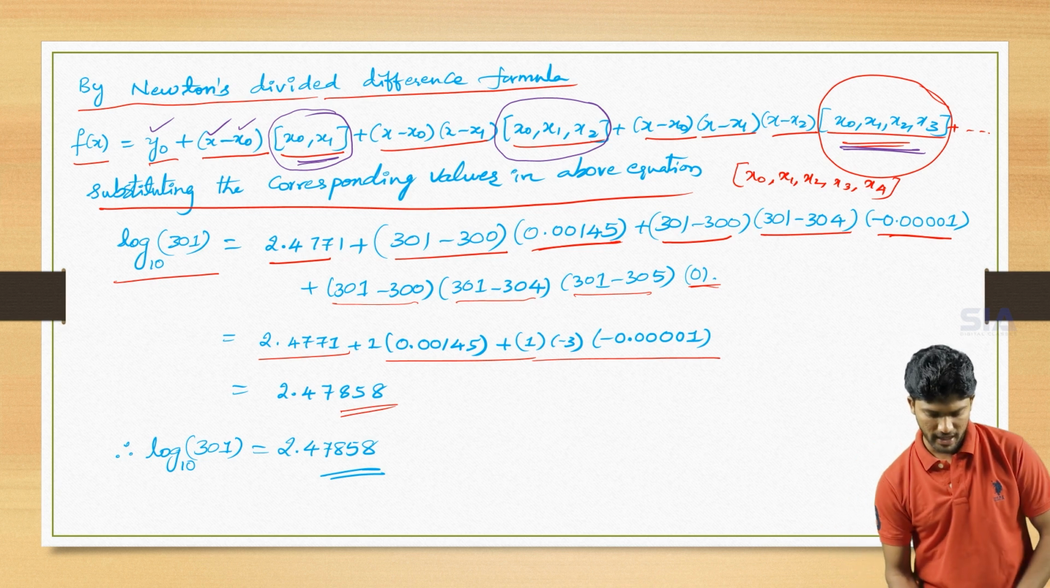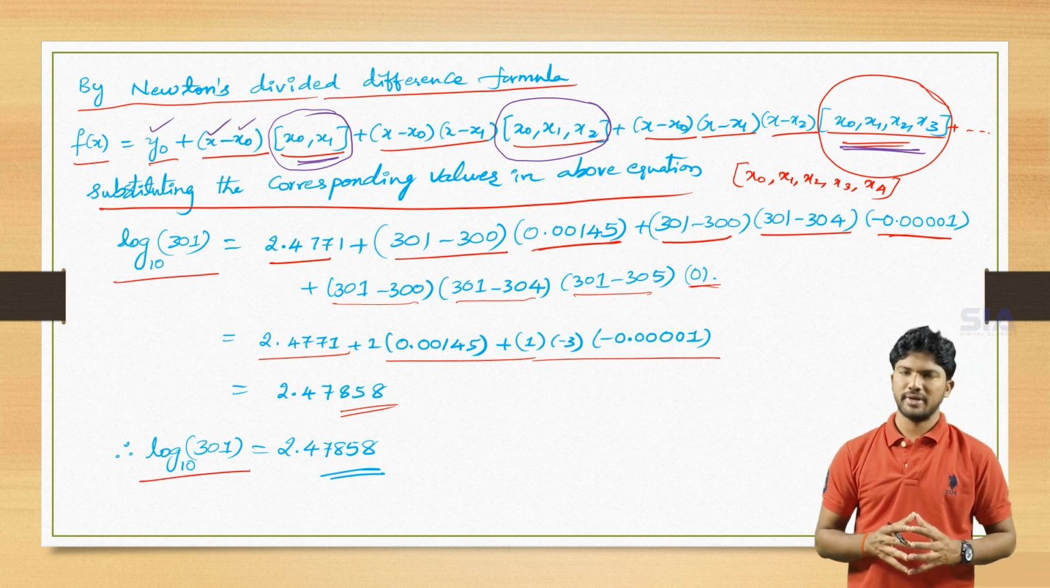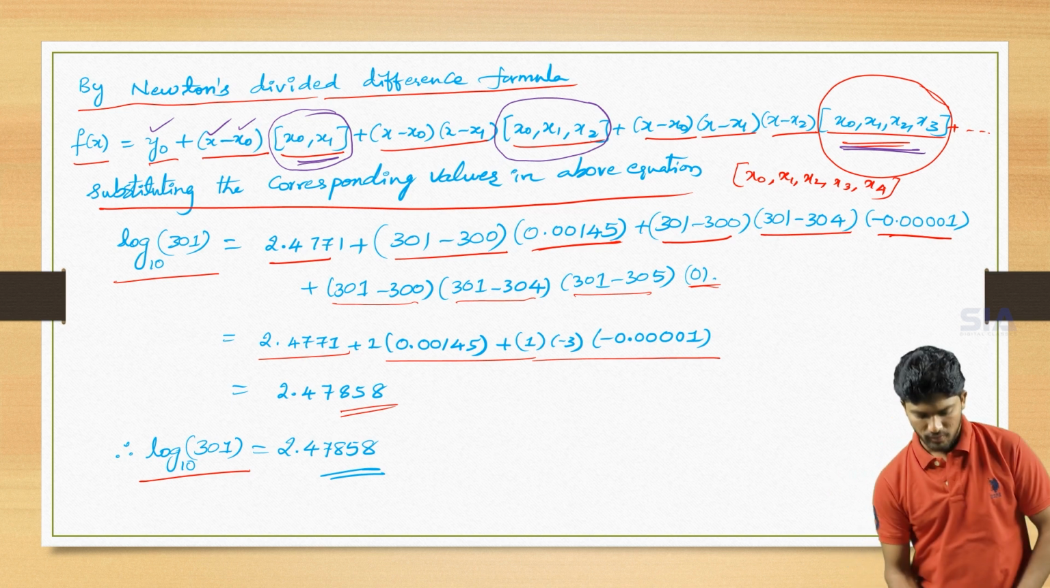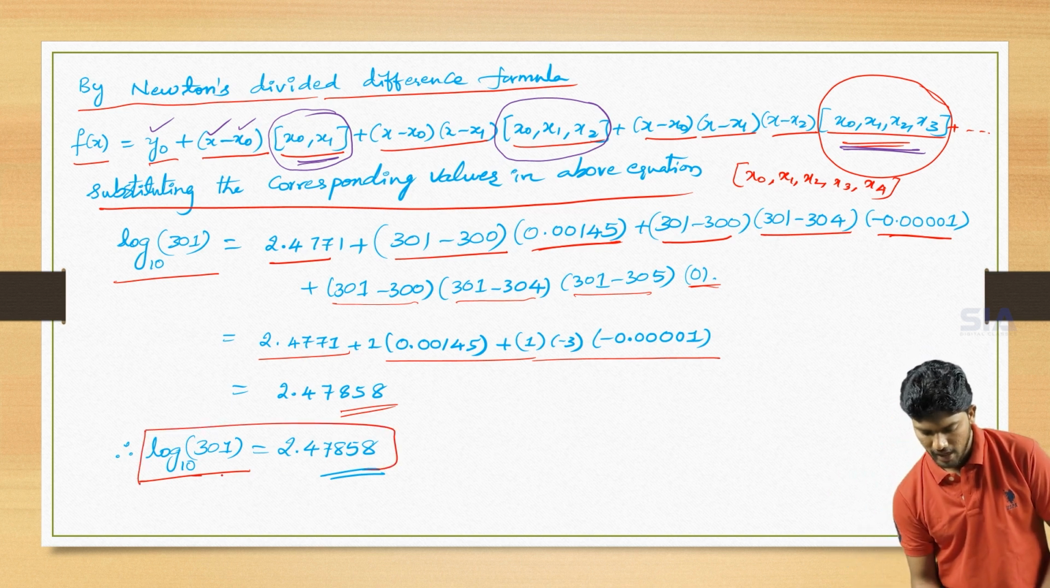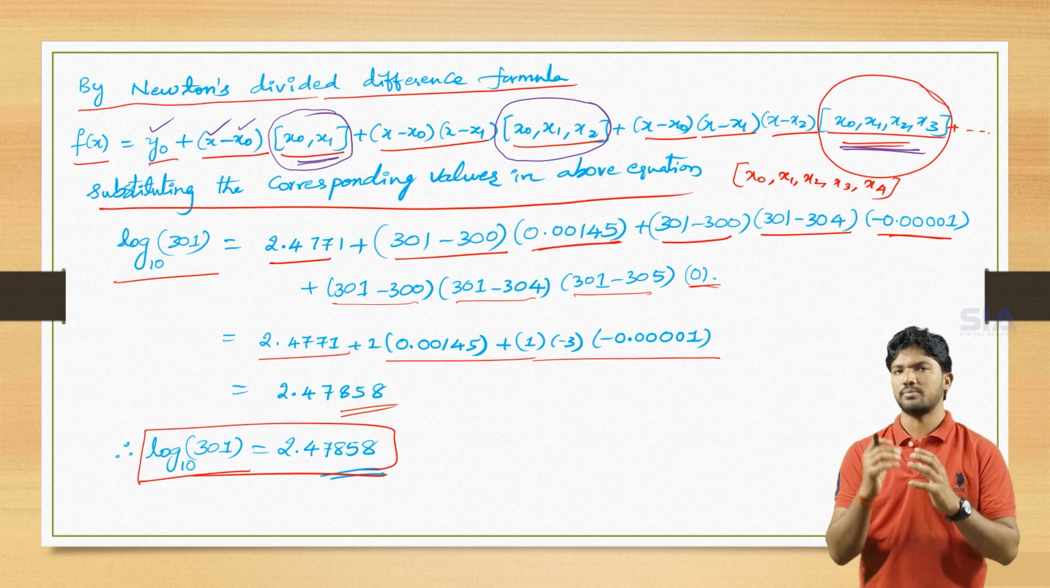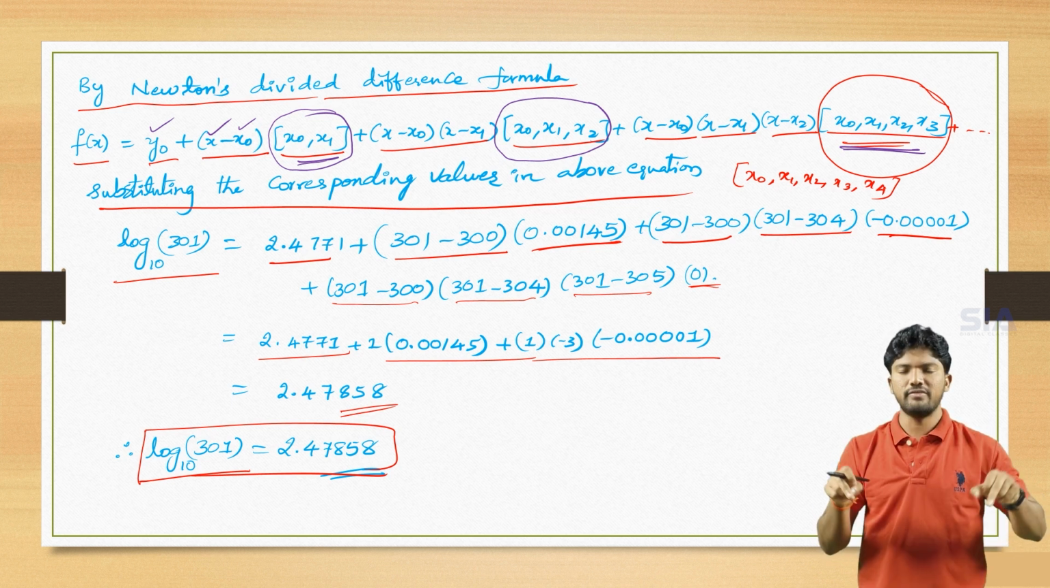Okay, what is that value? Log 301 base 10 is equal to 2.47858. So in this format, we can find any value of the given function, given a tabulated function, by using interpolation. Interpolation is nothing but finding a value in between the table.